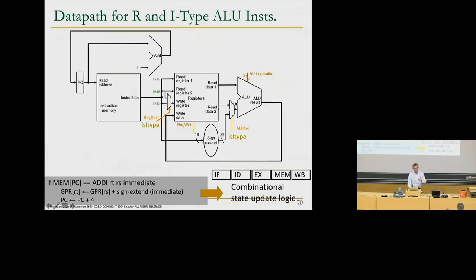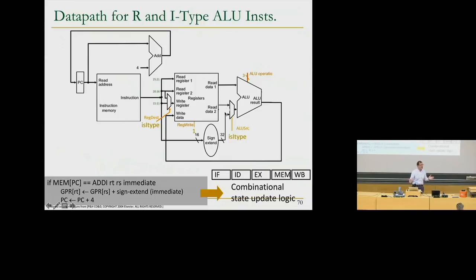How do you decide which one you actually choose? Basically, you decide if the instruction is I-type. If the instruction is I-type, you choose the bottom input to the mux because you want to add the immediate to the first source operand coming from the register file. If the instruction is R-type, you want to add two registers, so you choose this one. So this is the control signal we have. It's called is I-type, or ALU source.